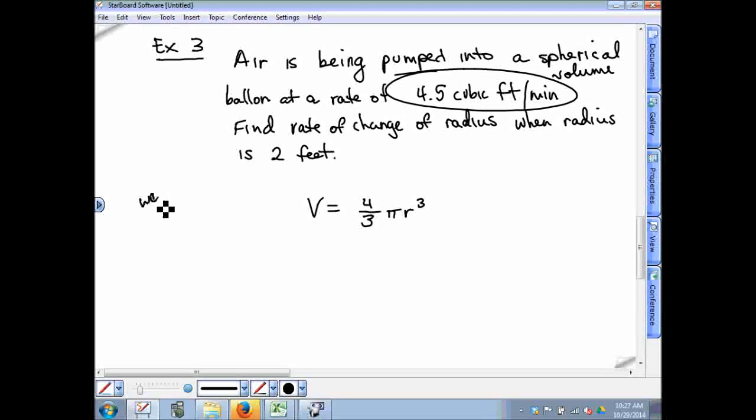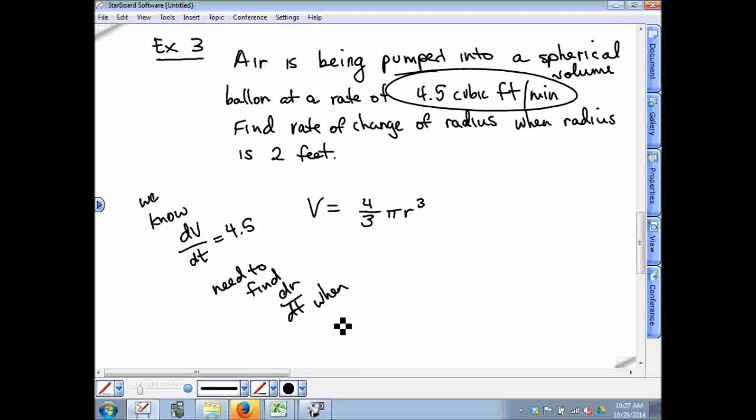So what do we know? We know dV/dt is equal to 4.5. We need to find dr/dt when r equals 2.